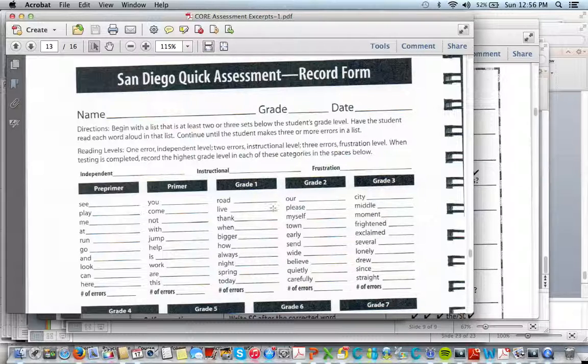So go through the list, and as they read down the list, you have to mark here how many they got correct. One way to do it is to put a check when they get it correct and an X when they get it incorrect. So if the student reads road, live, thank, when, Bijur, for example, Bijur, I would put an X. So you have to mark it down as you go. And then in this list, you count the number of errors.